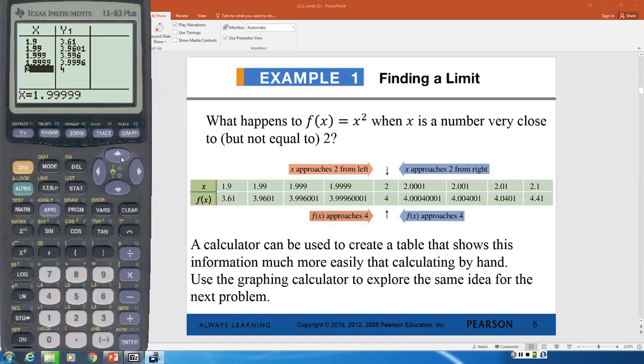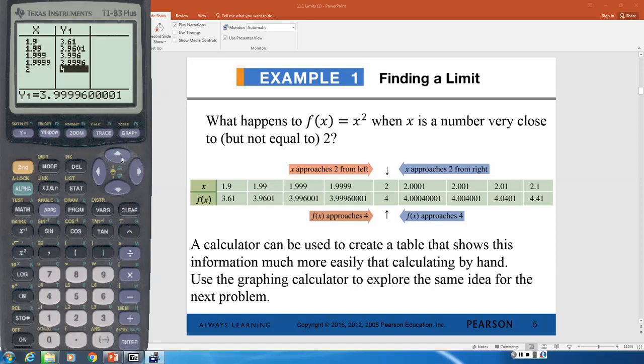But look what's happening in the Y column. We start out not really very close to 4. You know, 3.61 would round to 4 if we rounded to a whole number, but that's not really close to 4. But as I add more 9s and get closer and closer and closer to 2, what's happening to the Y value? What is it getting closer and closer and closer to? To 4. Yeah.